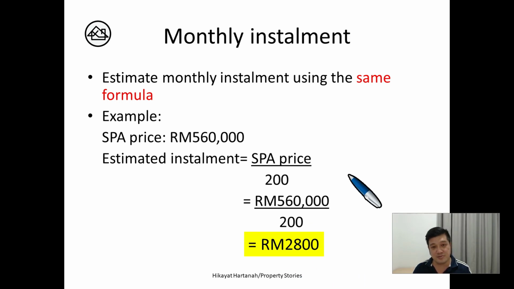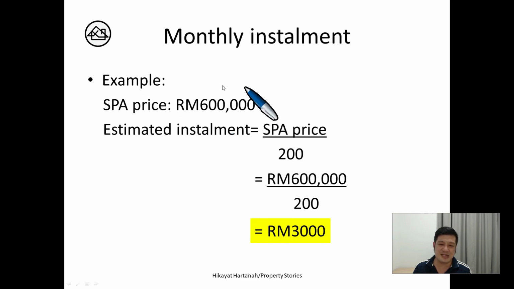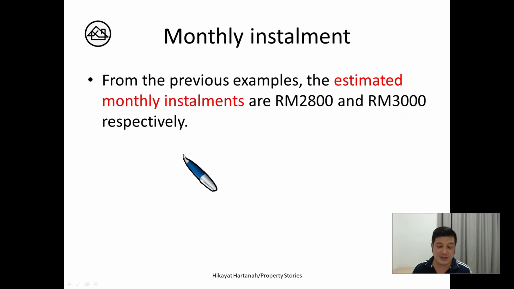Okay. Next, we see one more example using a different property price. Let's say the property price is about 600k. The estimated monthly installment is the S&P price again over 200, so 600,000 over 200. This is your monthly installment, about 3,000 a month. That's it. These two examples clearly show you how to estimate your monthly installment: 2,800 for the first example and 3,000 a month for the next.